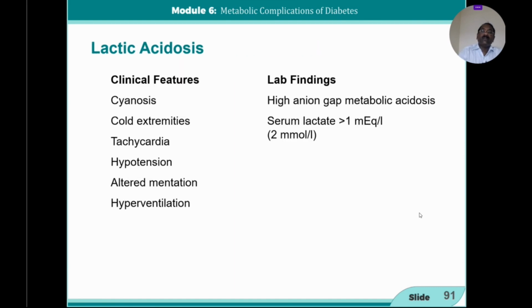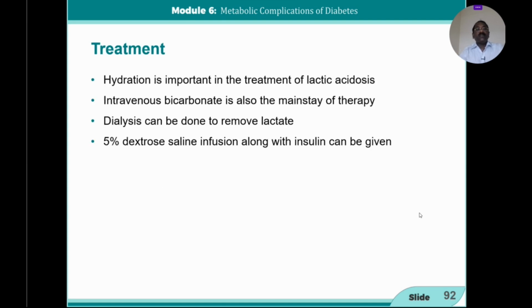So these are the clinical features of lactic acidosis: cyanosis, which is tissue hypoxia, cold extremities, tachycardia, hypotension, altered mentation, and hyperventilation. Lab findings: high anion gap metabolic acidosis, and serum lactate levels are very high. Treatment: hydration is important. IV bicarbonate is the mainstay of therapy. Dialysis can be done to remove the lactate, and 5% dextrose saline infusion along with insulin can be given.